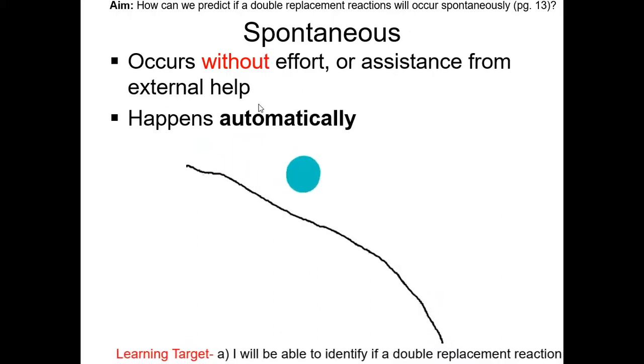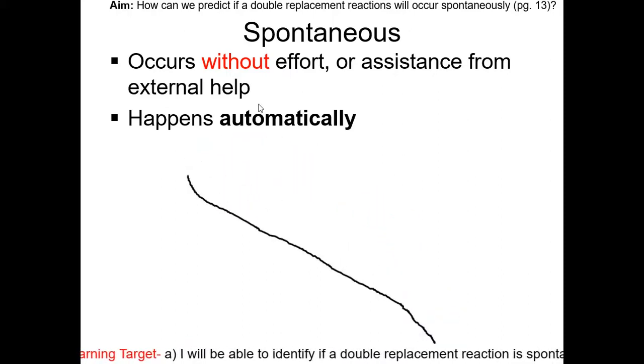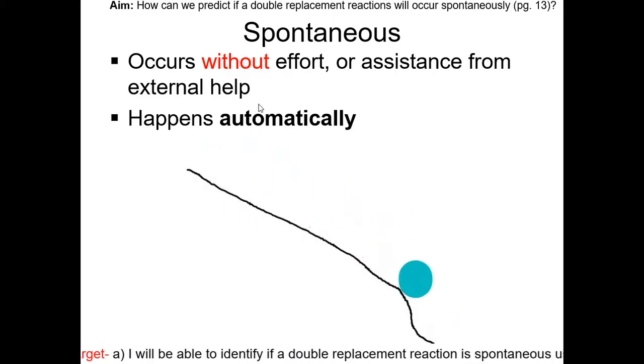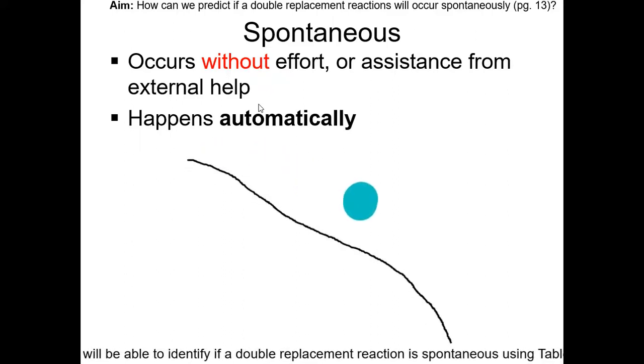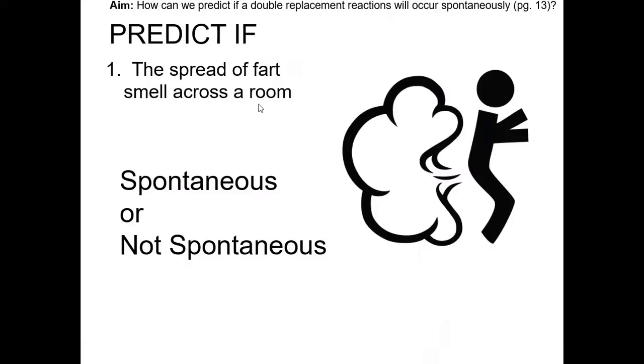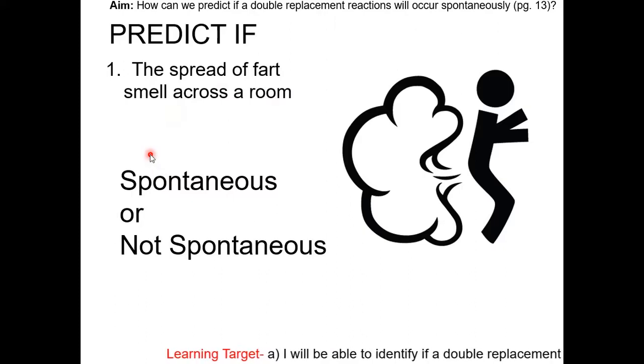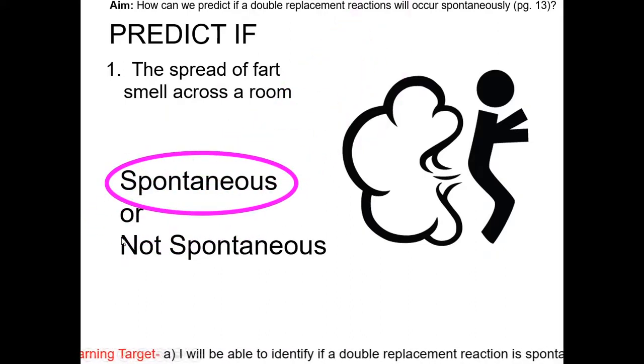So here's an example. Let's say we have a ball. It's going to roll down the hill on its own. It's going to happen automatically without anybody helping it. Let's do a few more examples. Let's say someone farted in the room. The smell of the fart spreads across the room. Is that spontaneous or not spontaneous? It is spontaneous because eventually everybody will smell it.